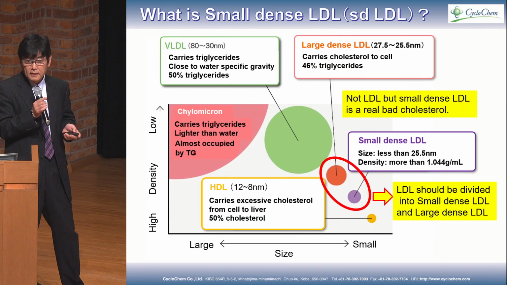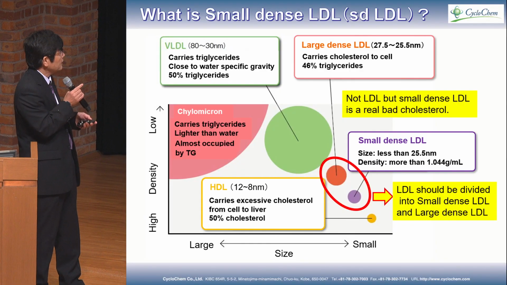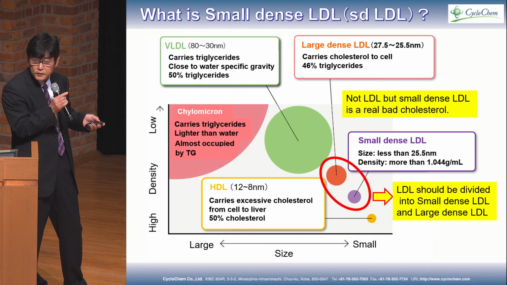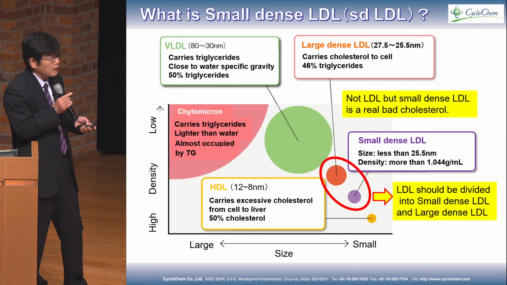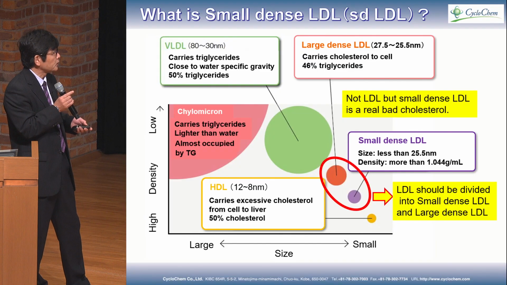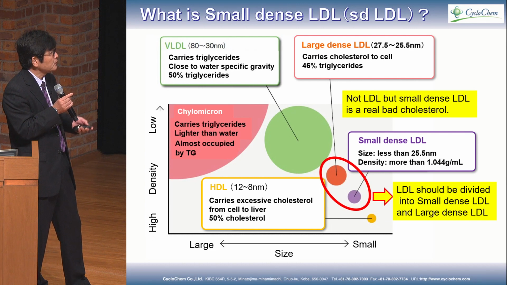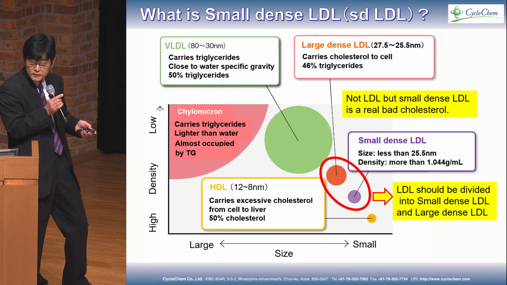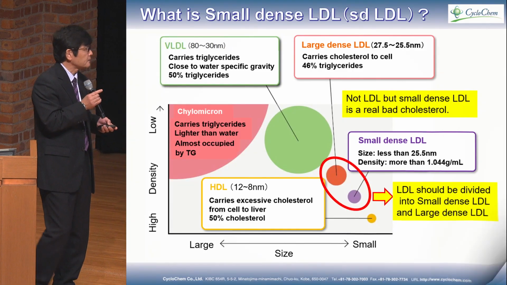As carriers of fat, we know four categories. One is the chylomicron, and the second is VLDL. Both are carriers of triglyceride, and LDL and HDL are carriers of cholesterol. Then we have to divide the LDL cholesterol into two groups: large dense LDL cholesterol and small dense LDL cholesterol. The particle size of small dense LDL cholesterol is less than 25.5 nanometers.